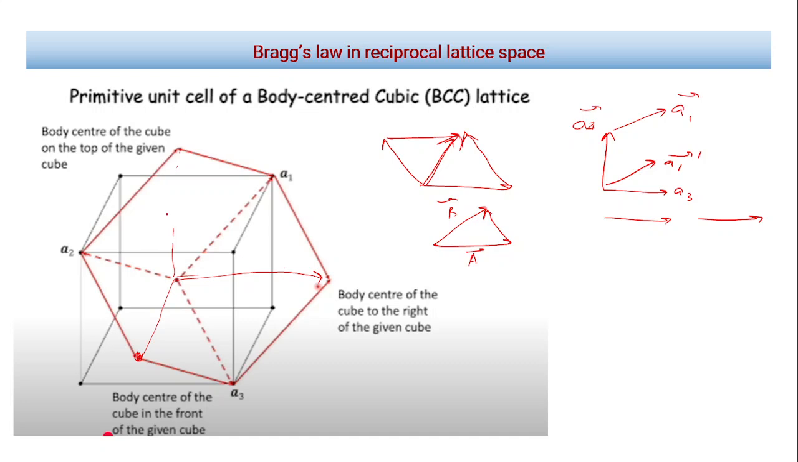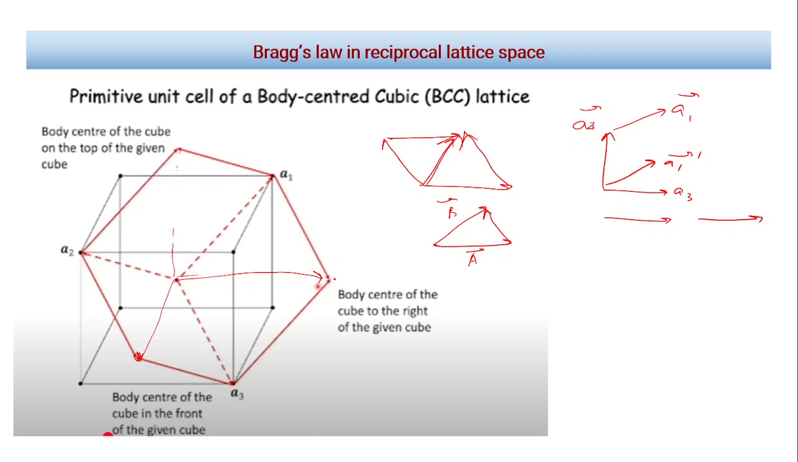That means it has covered these three more cubes. Now if you see properly, this new cube that we have drawn, this red one, all the atoms are only at the corner of this red cube. Although they are connecting all the body centers, this is also the body center atom of another cube.